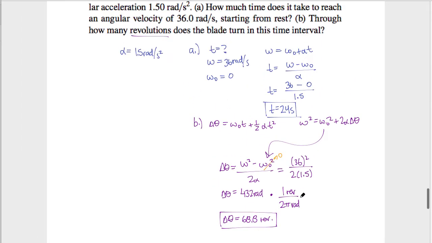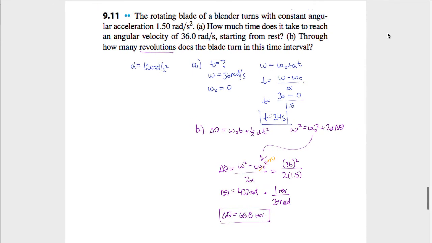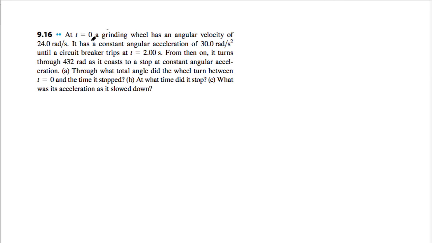So for this problem, we are just simply doing some very basic rotational kinematics. For question 9.16, we are given that at time 0, a wheel has an angular speed or velocity of 24 radians per second. So I know that this is my initial angular velocity. So I'm going to write that as omega naught equals 24 radians per second. It has a constant angular acceleration of positive 30 radians per second.